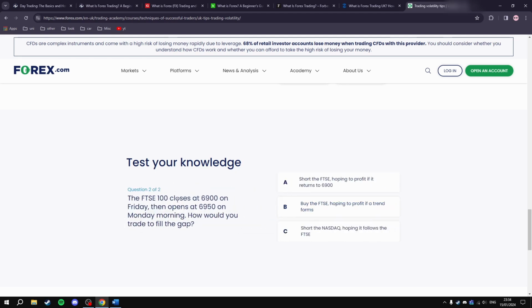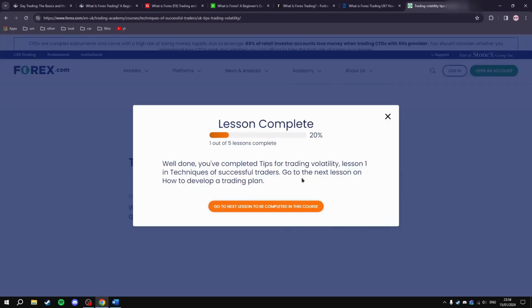The FTSE 100 closes at 6,900 on Friday, then opens at 6,950 on Monday morning. How would you trade to fill the gap? You short the FTSE.